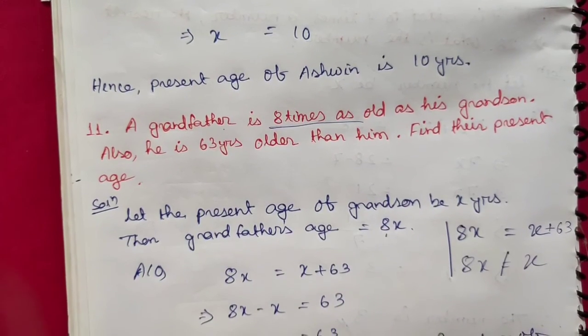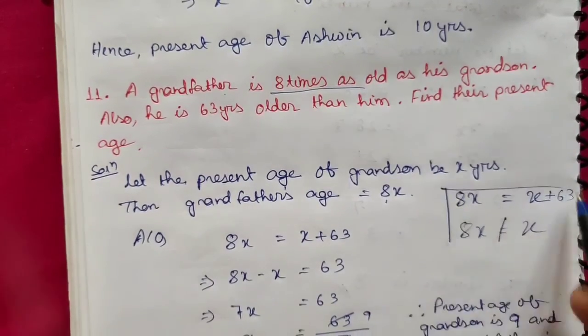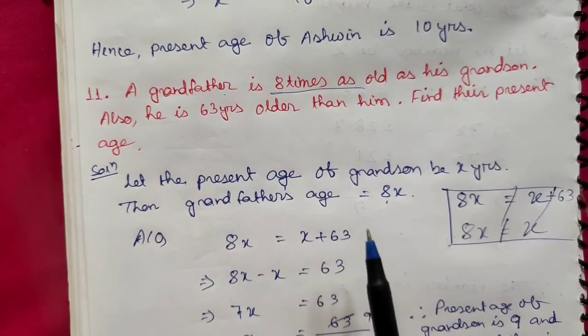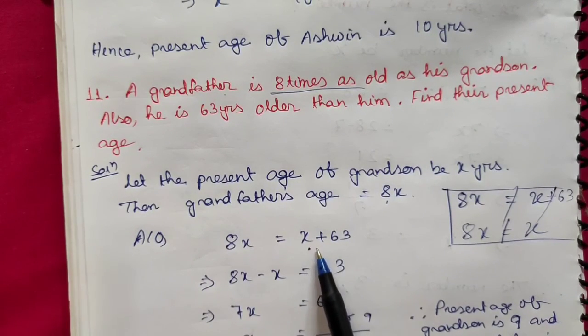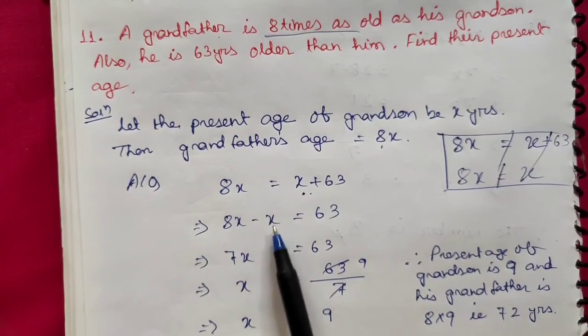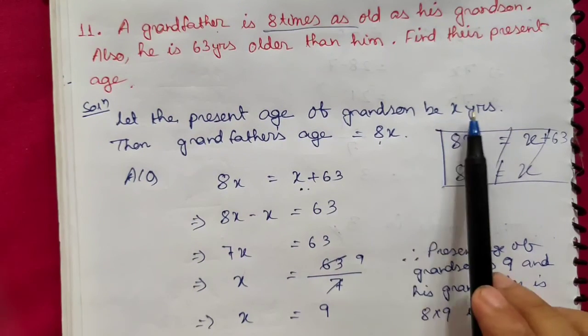So according to the question, the equation will be like this: 8x equals x plus 63. There is a plus sign, so when we change the side it will be minus, right. So 8x minus x is 7x. 7x equals 63. x equals 63 divided by 7. So the result is 9. That means 9 is the present age of grandson.